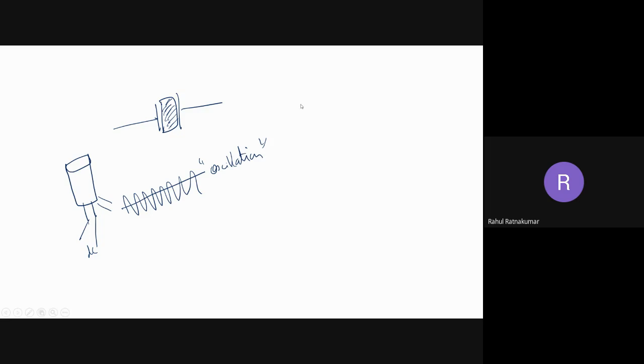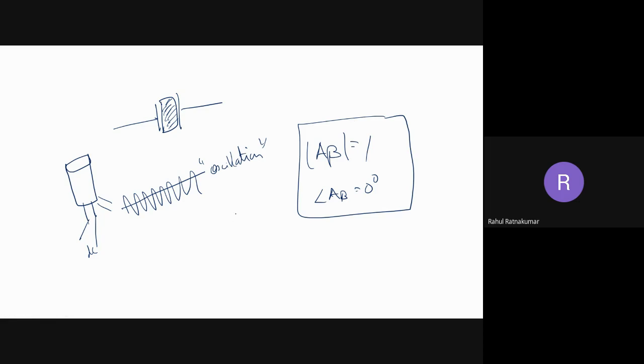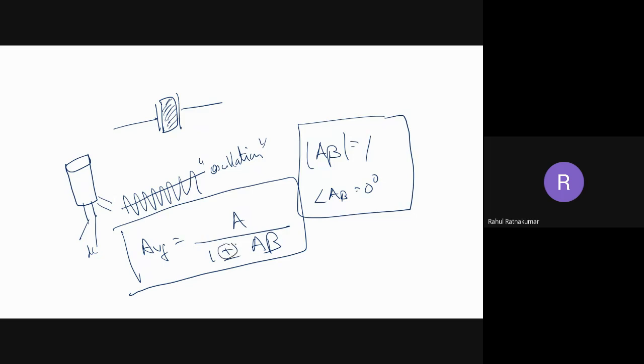Okay, so for an oscillator, the two oscillating criteria are: the magnitude of AB should be 1, and the angle of AB equal to 0 degrees. This is just for theoretical understanding. This is the condition applied to a feedback system, A beta. This is the gain, the feedback gain, right? Where plus is for negative feedback and minus for positive feedback.